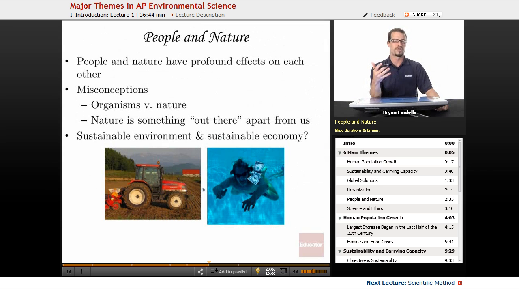All right, people and nature. So this does have to do with urbanization, of course, but whether you live in a rural area, suburban area, or urban area, your life is intertwined with nature. So people and nature have profound effects on each other. This is a common theme in environmental science, of course. But there are some misconceptions with how that works.